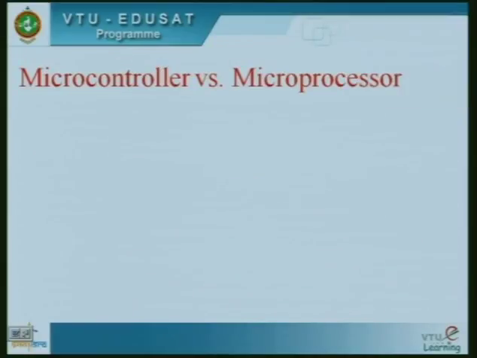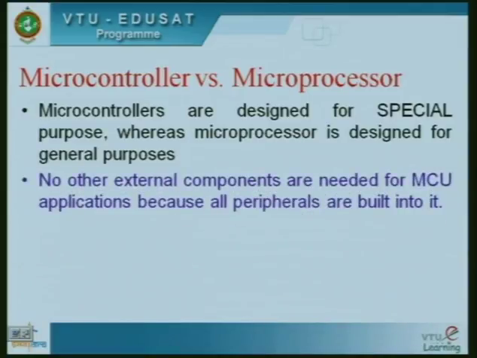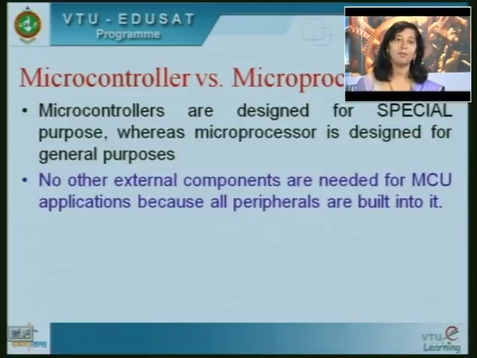First, let us see what a microcontroller versus a microprocessor is. Microcontrollers are designed for a special purpose, whereas a microprocessor is a general purpose device. That is the first basic difference we have to understand. A microcontroller is designed for a very specific purpose or application. No external components are needed for a microcontroller, because everything that is needed, all the peripherals, will be on the single chip. It is a system on chip.